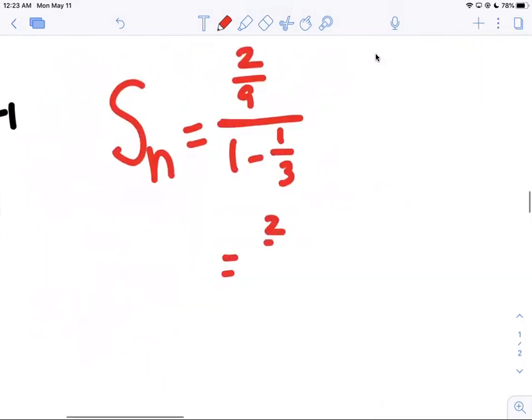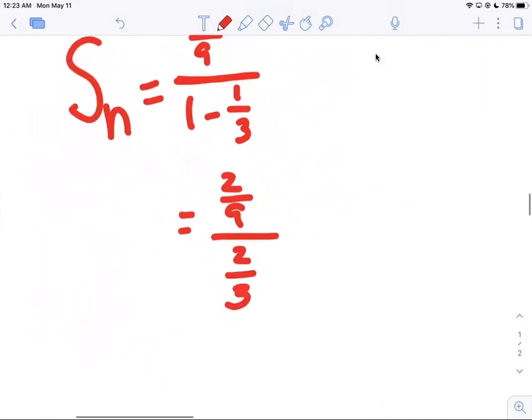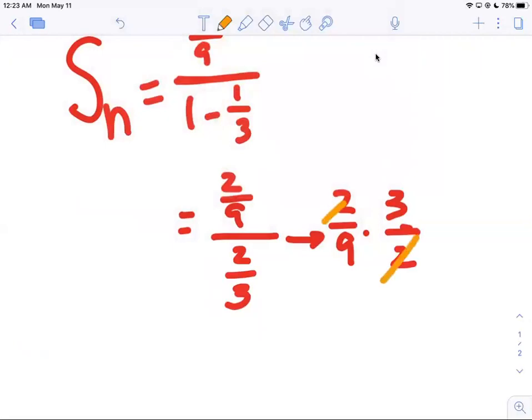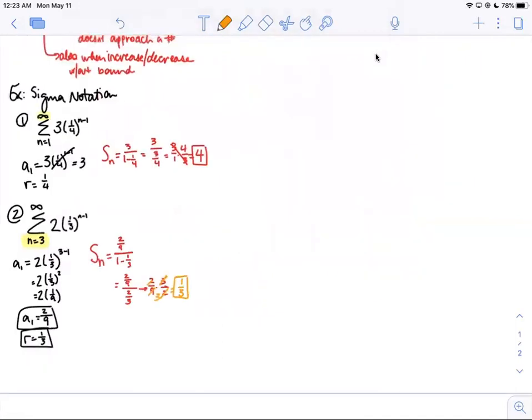1 minus 1/3 is going to be 2/3. And then I get to multiply those two together, multiply by the reciprocal. Oh, nice, I got some things to cancel out. The 2's cancel out, and then the 3, and then the 9 becomes a 3, so I'm left with 1/3. So if I were to list all of those terms, they would converge to 1/3, and that would be the sum.